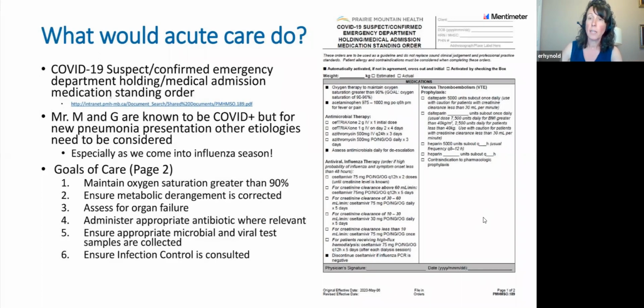And then we need to be thinking about, as we come into influenza season, as we're waiting for the nasopharyngeal swabs to come back, if they have influenza-like symptoms, then they'll get checked for influenza as well as COVID. But there is the need to think about antivirals until the swab comes back. There is, on the acute care, a thought about DVT prophylaxis.